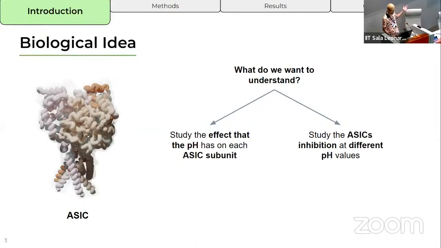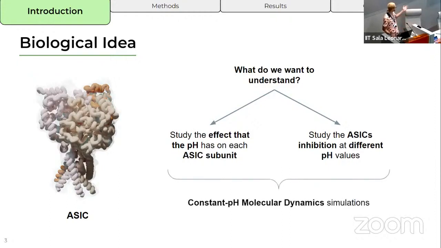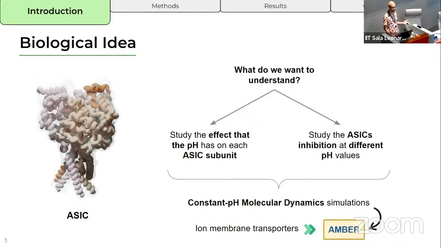So what do we want to understand? We want to study the effect that the pH has on each of the ASIC subunits, as these proteins are made out of 3 subunits, and we want to study the ASIC's inhibition at different pH values so that we can really understand what is happening in this process. The best tool to do this is, of course, constant pH molecular dynamics. We want to take into consideration pH in our simulations. And since we are talking about ion membrane transporters, the force field that has shown the best performance in mimicking the experimental data is the AMBER force field. So, of course, we want to make an extension to use this force field.